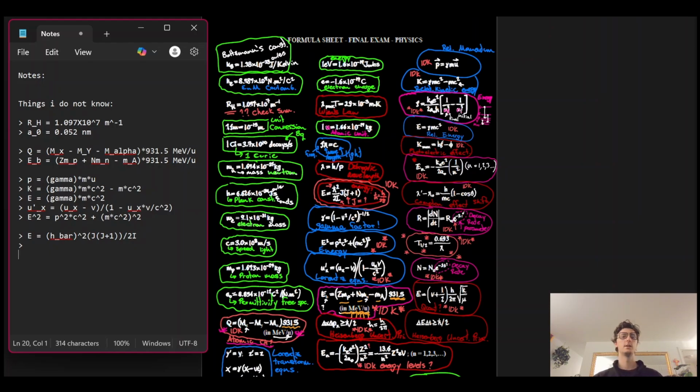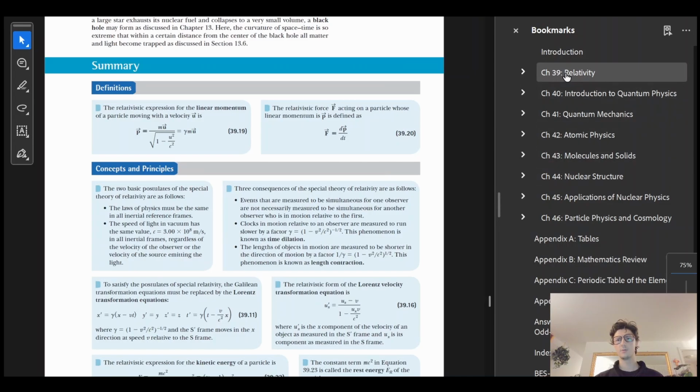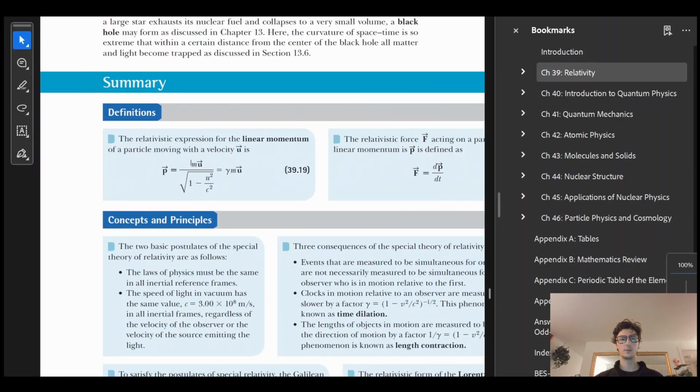In this video, we're going to go through the textbook, which I have here. Take a look at all these sections, relativity, all the sections that I went through. You can check out all the 7-minute summaries of those if you wish. But right now, I've just skipped to the summary section of relativity to see what we can find here. Off the bat, this first box over here is talking about linear momentum, the relativistic expression for linear momentum. So let me zoom in here a little bit.